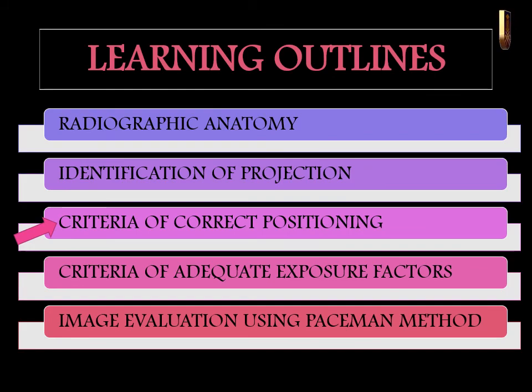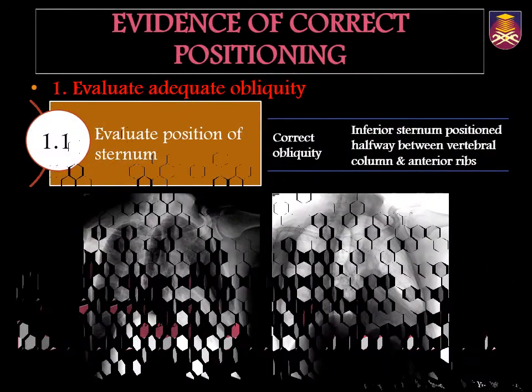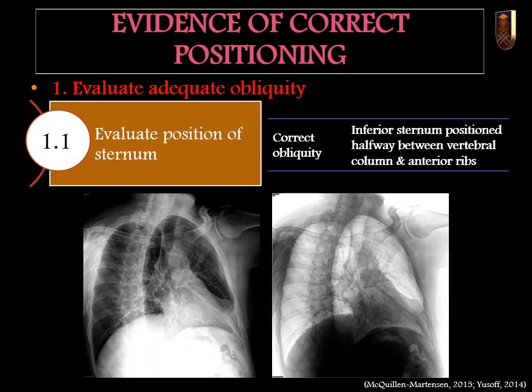Next, let's move to the criteria of correct positioning. The first criterion to justify correct positioning is to evaluate the adequacy of 45-degree obliquity. This can be assessed by evaluating the position of the sternum. Correct 45-degree obliquity is justified by the inferior sternum positioned halfway between the vertebral column and the anterior ribs.